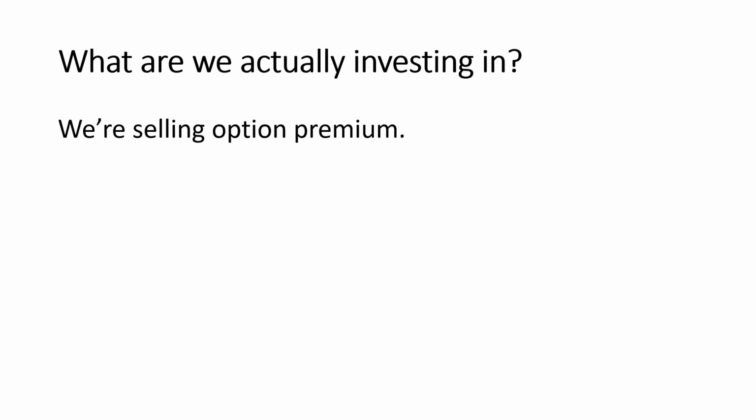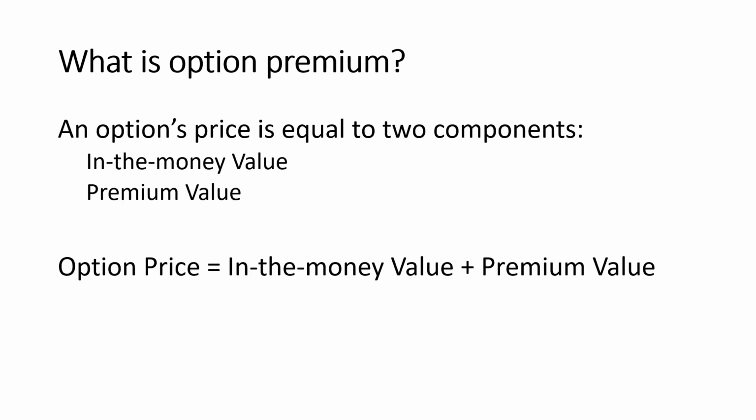So what are we actually investing in? We're selling option premium. What is option premium? Well, whenever you look at an option price, like on the CBOE big board, it consists of two components. There's an in-the-money value and there's a premium value. This in-the-money value is what the option is worth at expiration. So at expiration, the premium completely decays away and you're left with whatever the in-the-money value is.